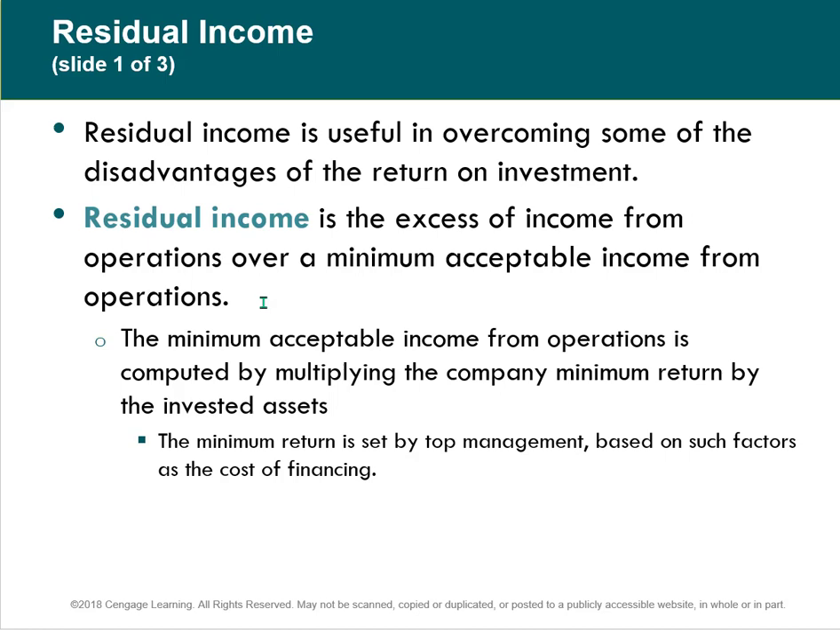So what we do is, let's say that you have $1 million invested in assets, and top management says you have to earn 14% on that. Okay, so that's the minimum return set by top management. And that's based on factors like the cost of financing. It's in the market. That's what their investors expect. So that's what you have to have. Now, the residual income is the excess over that. Okay, whatever's above what's expected.